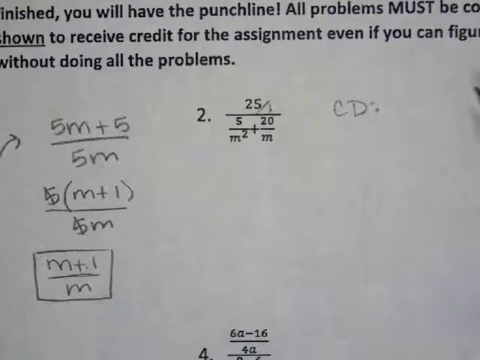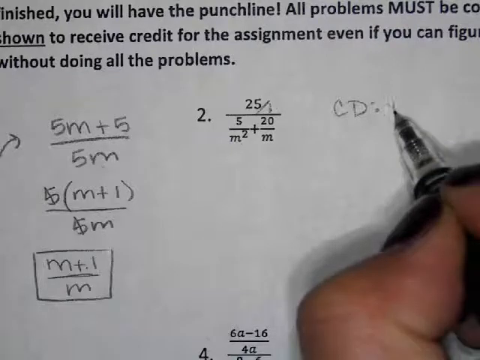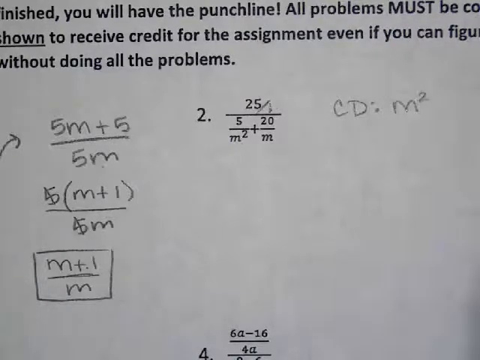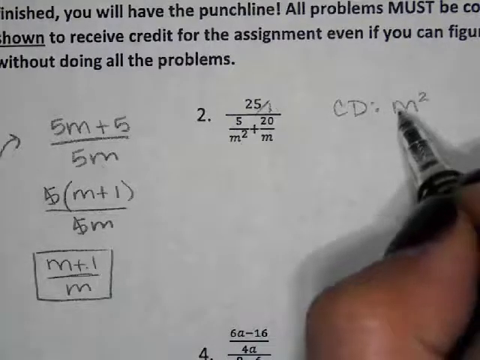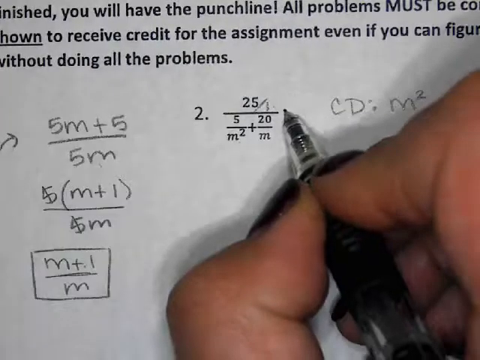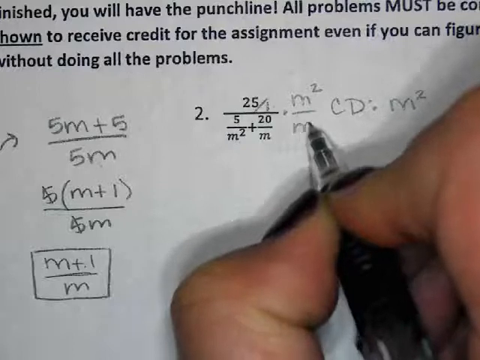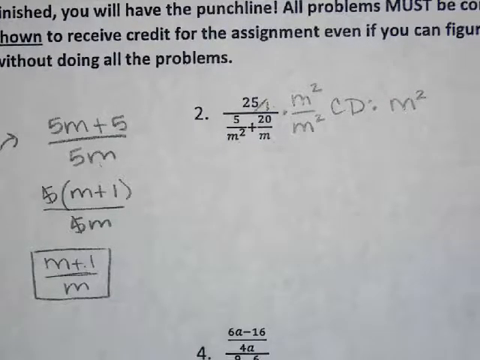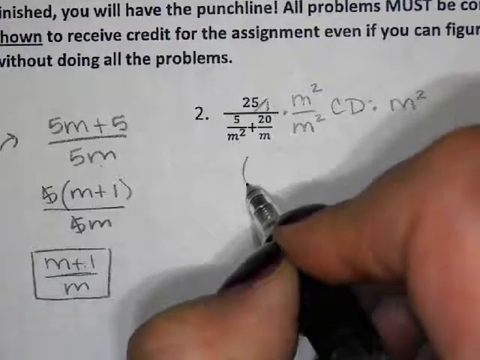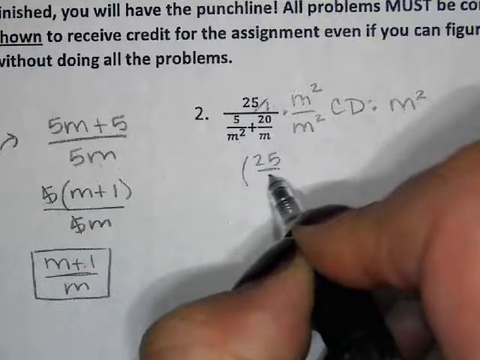M squared. M squared, because if m and m squared got in a fight, m squared would win. It's got more m's, so it's 2 m's against 1. Okay. All right, so m squared. So we are going to multiply by m squared on the top, and we're going to multiply by m squared on the bottom. So on the top, we have 25 over 1 times m squared.